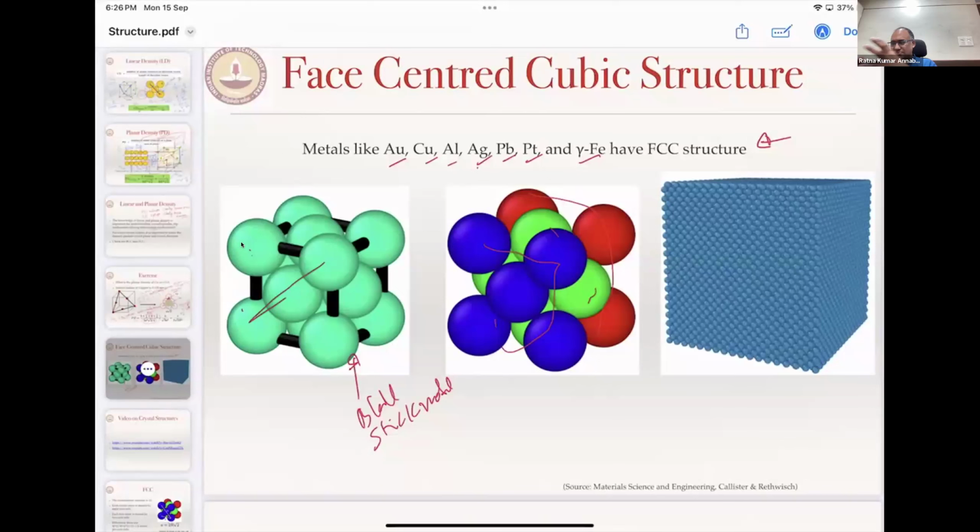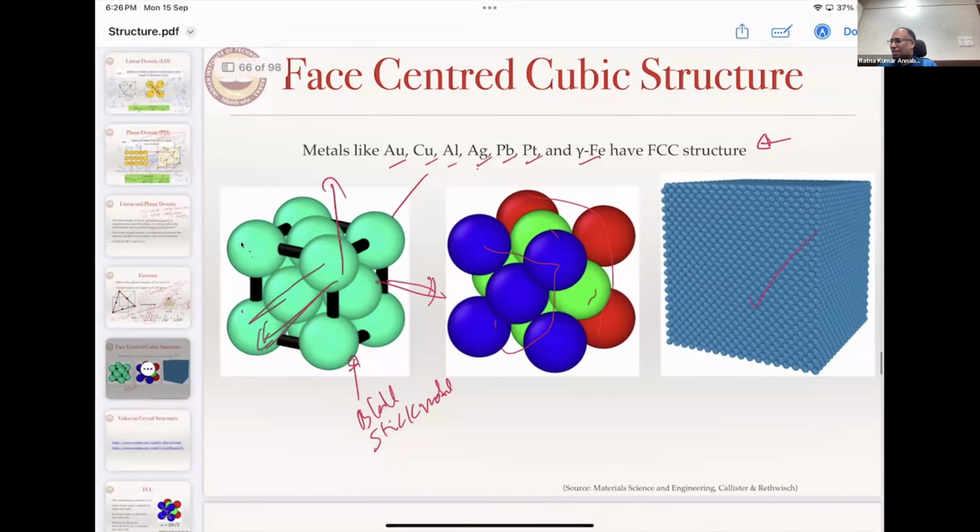And when you take this unit cell and stack it in X, Y, and Z directions, you will get a crystal lattice like that.